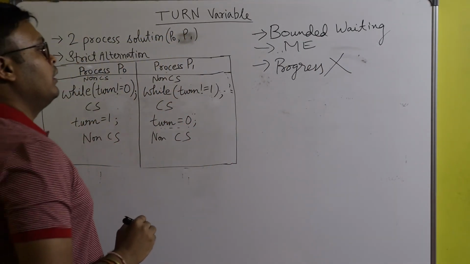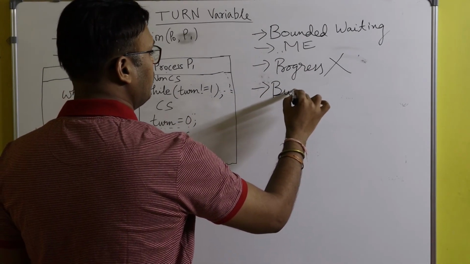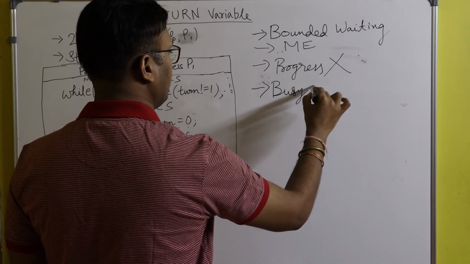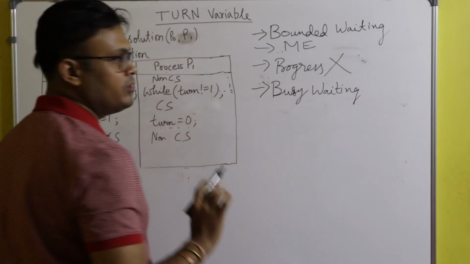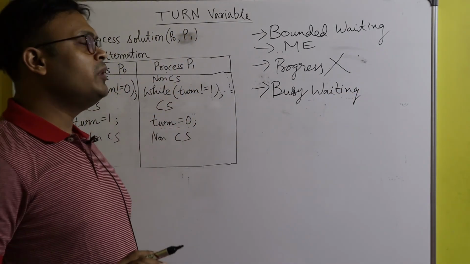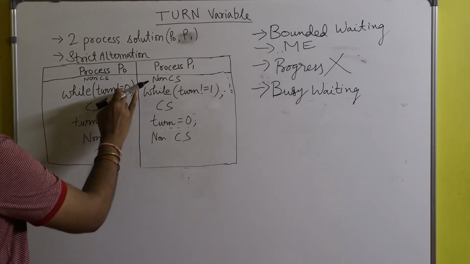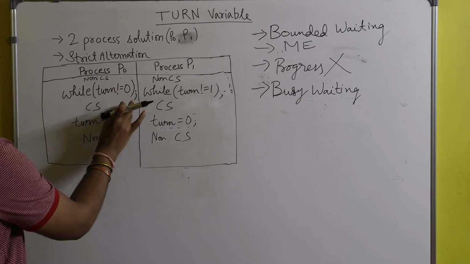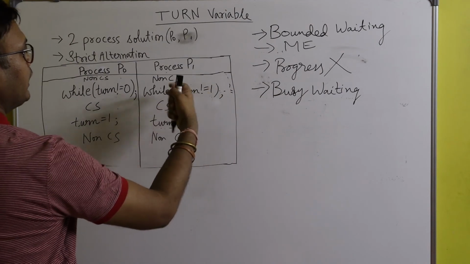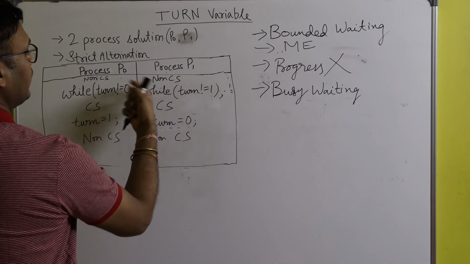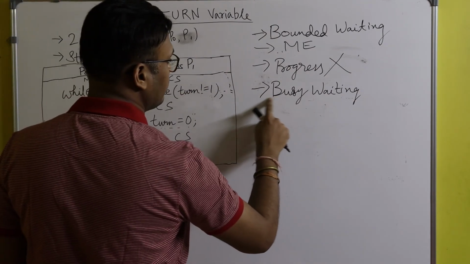Fine. And it also suffers from the same problem, busy waiting. The busy waiting problem is there, because when one process is inside the critical section, the other process is stuck in the while loop. It is continuously knocking at the door of the entry section: let me enter, let me enter. So the busy waiting problem is there.